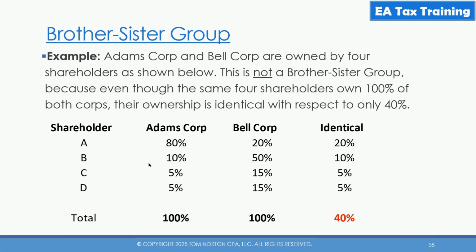So with a brother-sister group, if you think of the parent subsidiary as like a parent-child, this is brother-sister because they are owned by the same people. So each of the entities is owned by the same people. So they're like all children of those owners. And so they are brothers and sisters. So that is what we mean by a brother-sister group.